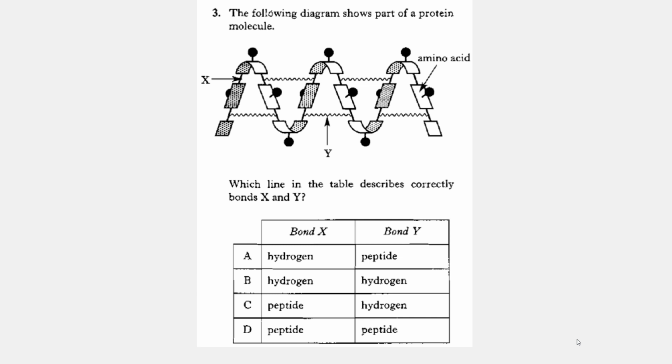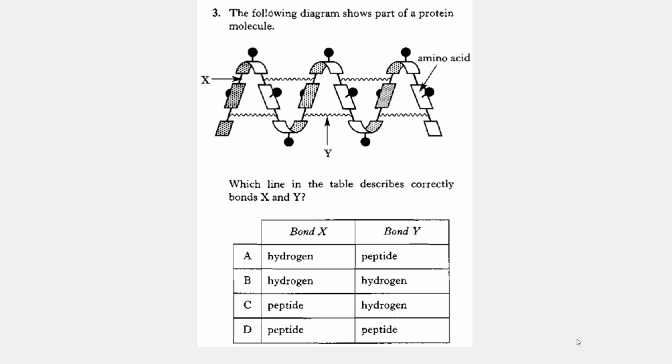So let's try a past paper question. The diagram shows you part of a protein molecule, and you're asked which line in the table describes correctly the bonds X and Y. So pause the video, select your answer, and hit play when you want to reveal the correct answer.